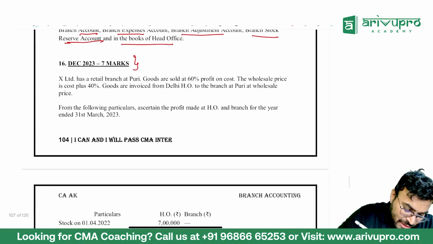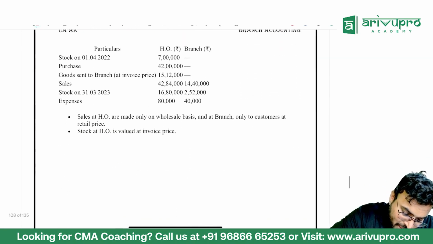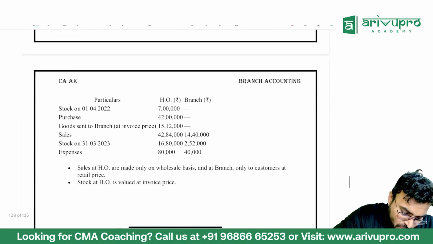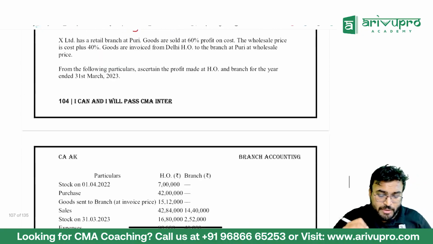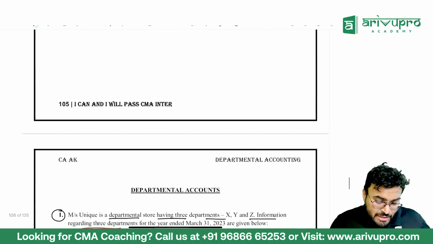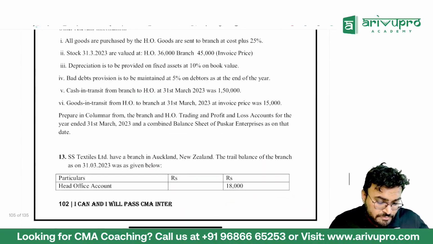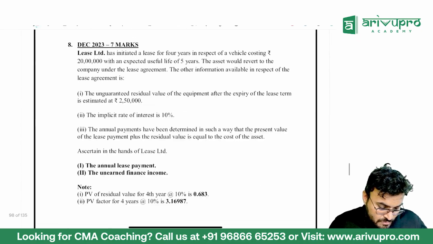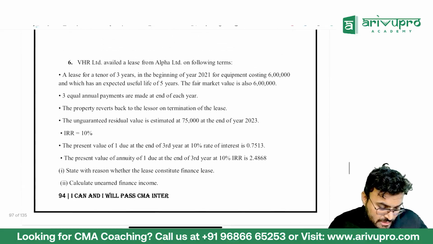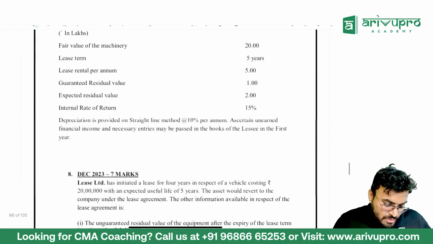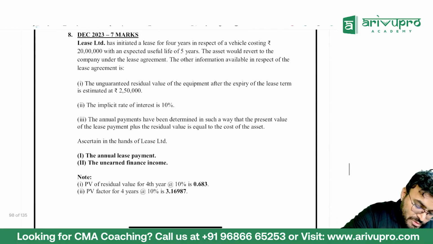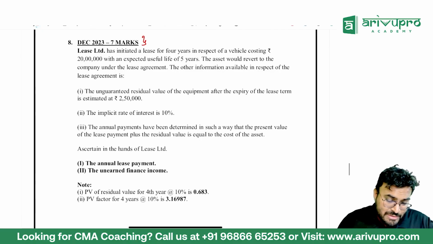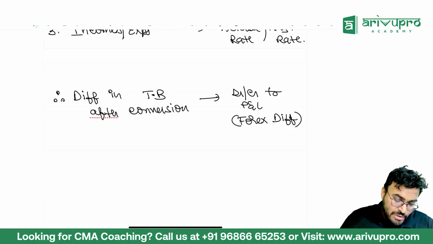December 2023, there is a 7-mark question. There again they have asked normal branch account only. You should be able to handle this, no problem. Next, we go into lease accounts. Okay, lease accounts. Yes, we have one question which we have to see from December 2023 for 7 marks they have asked. Now, let's go into lease.